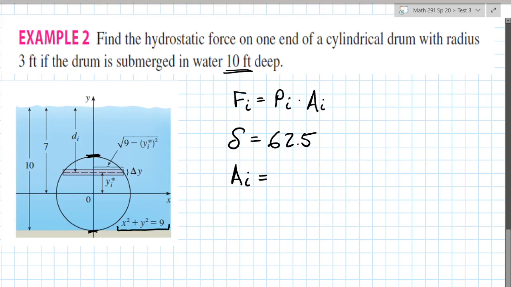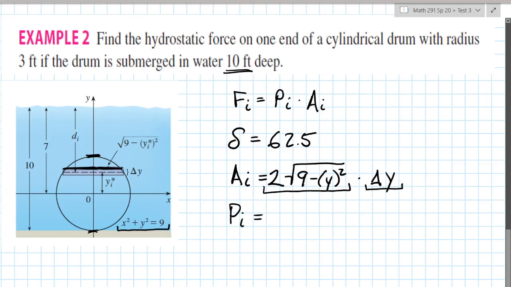So the area, we're dealing with a rectangle, so the area is going to be the square root of 9 minus y squared. That's going to be this width here, but we actually need double that, times the thickness up and down, which would be our delta y. So that's the area. It's just base times height.